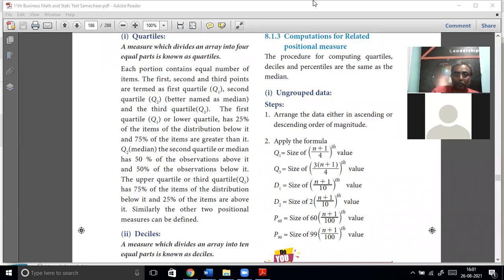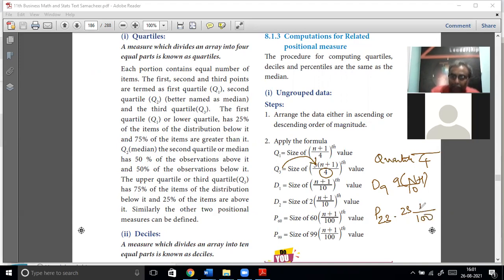Okay, now we found out that Q3, that 3 will go here. 4 will remain same. Quartile means 4 divided by 4. You understood. Decile means divided by 10. Decile D9 means this will become 9 into n plus 1, the value like that. Same way, percentile of 23 means 23 into n plus 1 divided by 100, 23 into that n plus 1 value.